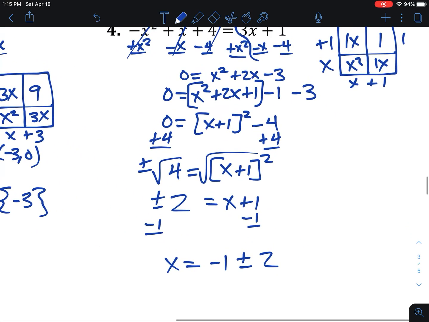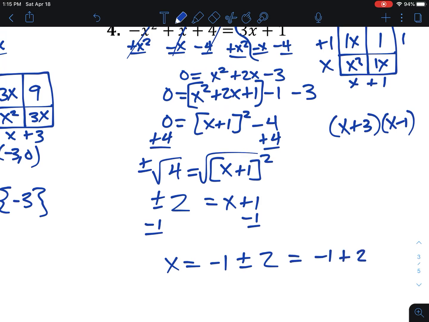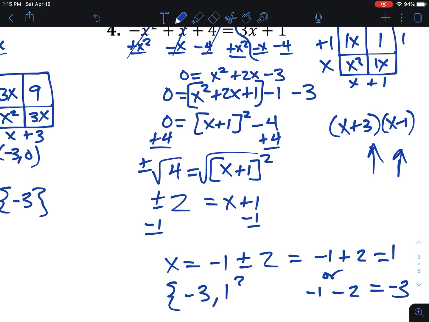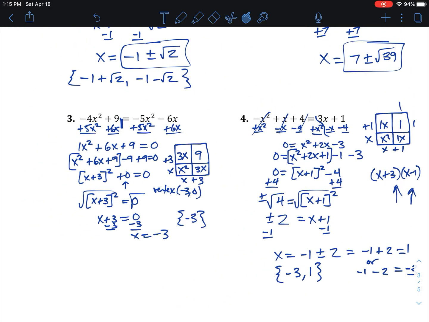We could have gone back and actually factored this, because it would have been x plus 3, x minus 1, in order to multiply to -3 and add to 2. Because this is really -1 plus 2, or -1 minus 2, which is 1 and -3, which is what you get if you just go back and solve this by factoring. So sometimes we can always use different methods to solve these. Even if it's factorable, we can use this completing the square method to find the roots. So it actually always will work, whether it's factorable or whether it's not factorable.